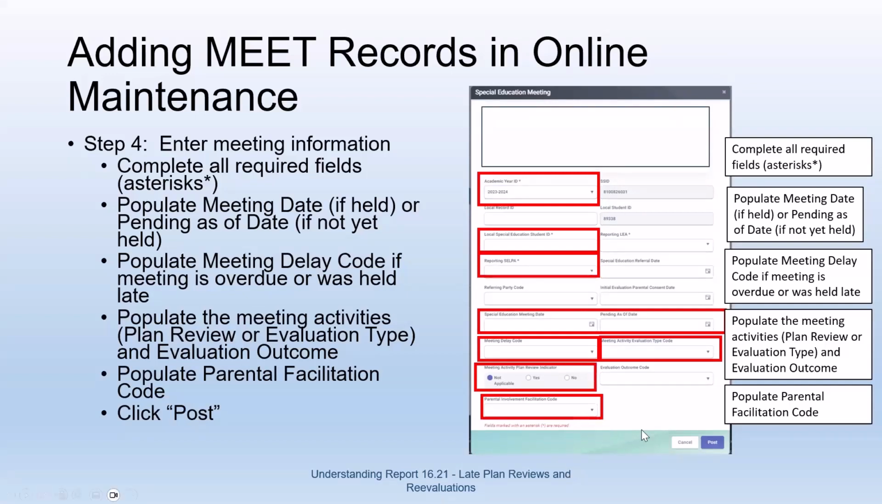The other thing that I wanted to point out also is that if it is a reevaluation and if that meeting's been held, you're also going to have to populate the outcome of that meeting. So do they have continued eligibility, or were they determined to be non-eligible after that meeting? The last thing you're going to do is click post. Okay, then that file is sent into the queue for processing, but typically records added through online maintenance get posted relatively quickly.